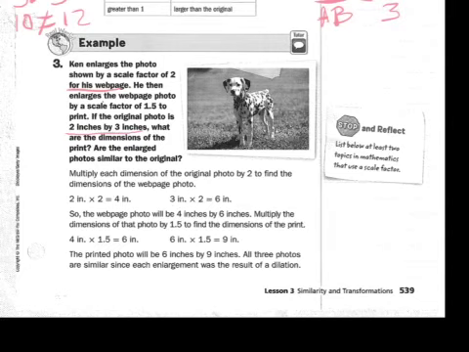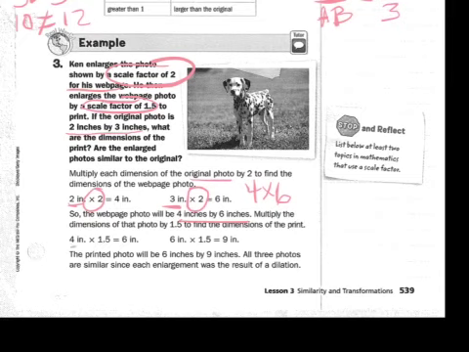Well, the first thing we're going to have to do is take the original photo and multiply it by the scale factor of 2 to figure out the dimensions of the web page photo. So I take the dimensions of the original photo, 2 inches and 3 inches, and multiply them both by 2. So when I do that, I get 4 inches by 6 inches is how big the web page photo will be. So then I'm going to take the web page photo, 4 by 6, and multiply it by the scale factor of 1.5 to figure out what the dimensions are of the print.